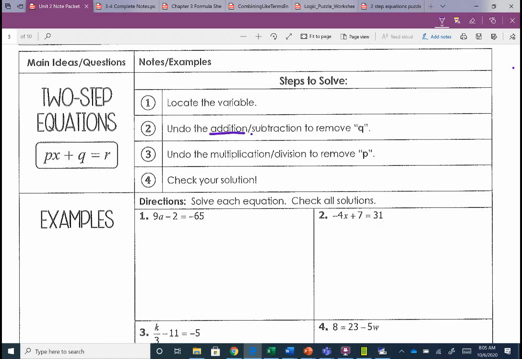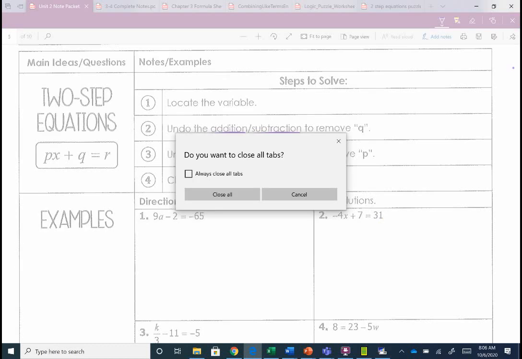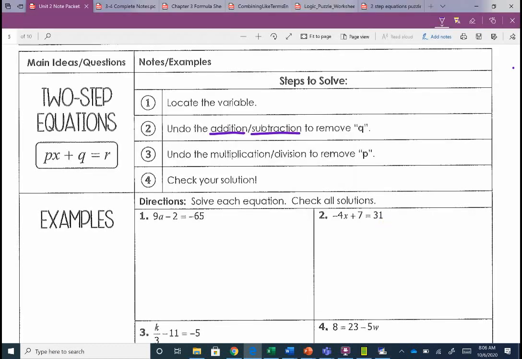Step 2, we take care of any addition and subtraction first. It's a little bit different, I know, with our order of operations. I know we think, well, Miss Golly, we should multiply, divide first. But that's not the case. When you're solving an equation, you want to undo your addition and subtraction first, then worry about your multiplication and division. Okay? So, let's try this out.